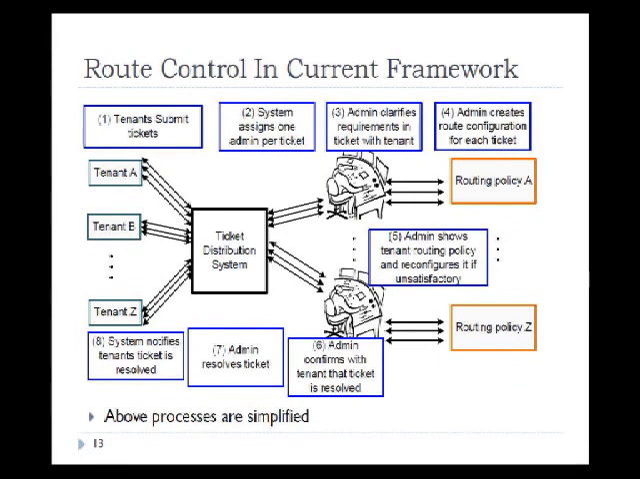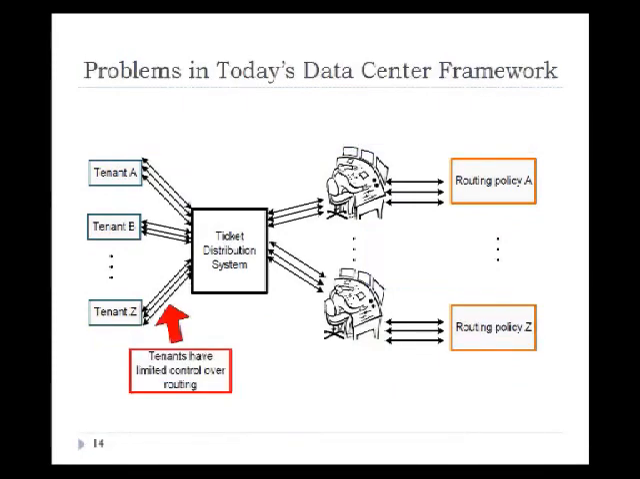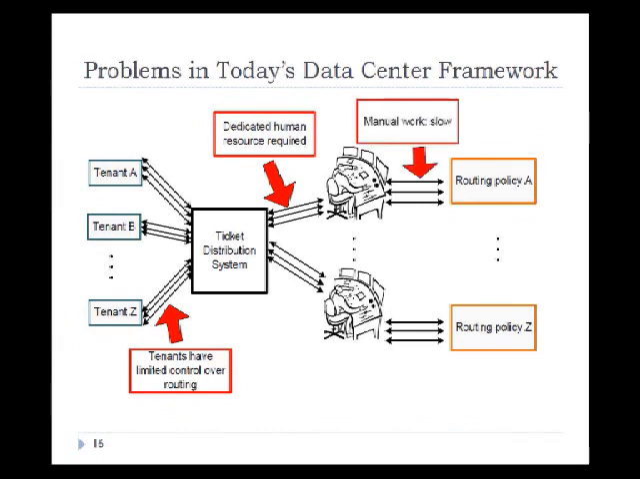There are three major problems in this sort of framework. First, tenants have very little control of routing. The only thing they can do is to specify requirements that they want in a ticket. And in a system where the ticket might propagate over several ticket distribution systems, the requirement might get lost in translation along the way. The second problem is that there's a dedicated human resource required for each ticket. And lastly, there's a lot of manual configuration on the part of the network admin. As such, the ticket resolution time might be very long.